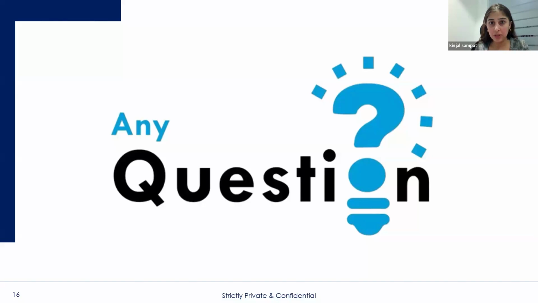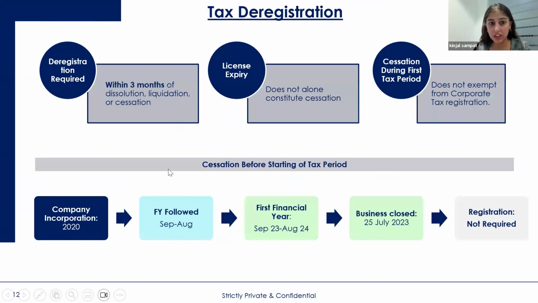I think most of the questions are answered. However, for the benefit of the audience at large, firstly, I would want Kushal, can you go to that slide where we had shown the screenshot before the clarification and after the clarification?